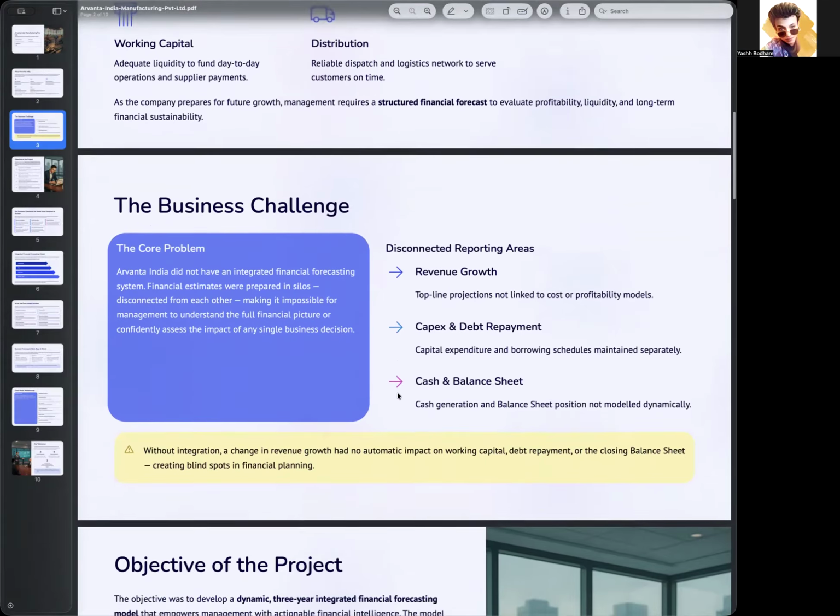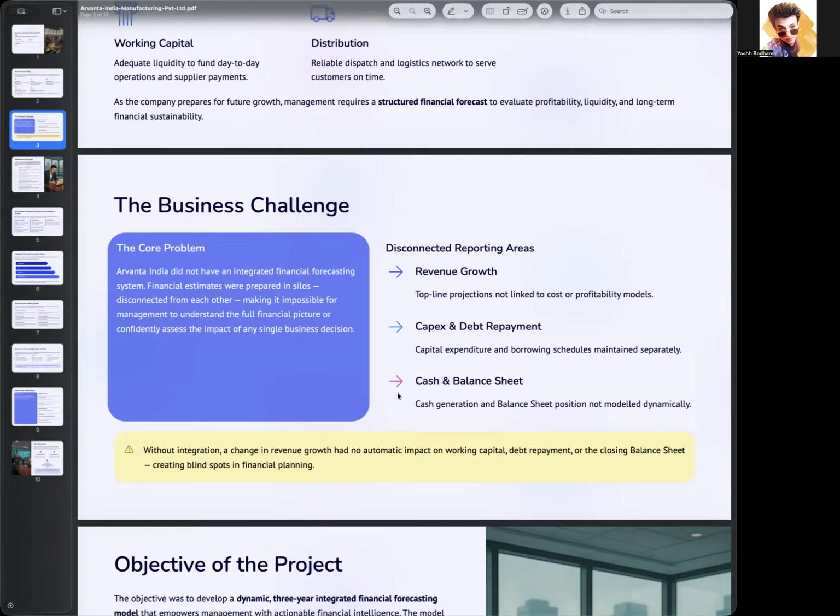Moving on to the business challenge. The main business challenge was that Arvanta India did not have an integrated financial forecasting system. Different financial estimates were being prepared separately. Revenue growth was forecasted independently without being properly connected to cost and profitability. Capital expenditure and debt repayment schedules were also maintained separately. Cash generation and future balance sheet position were not being modeled dynamically.